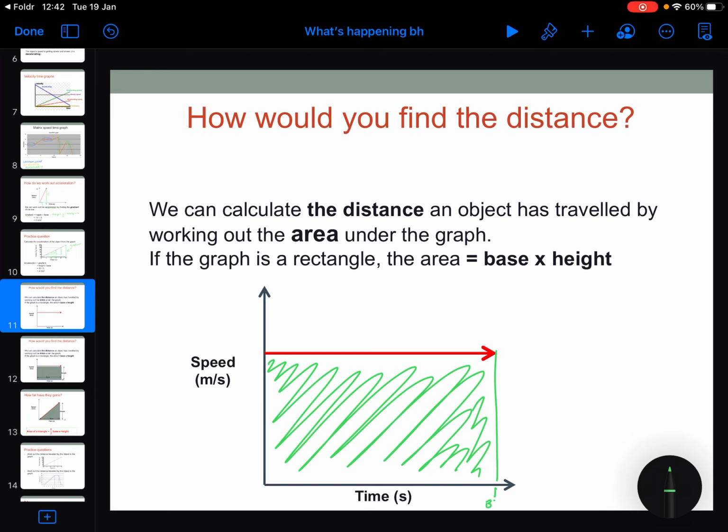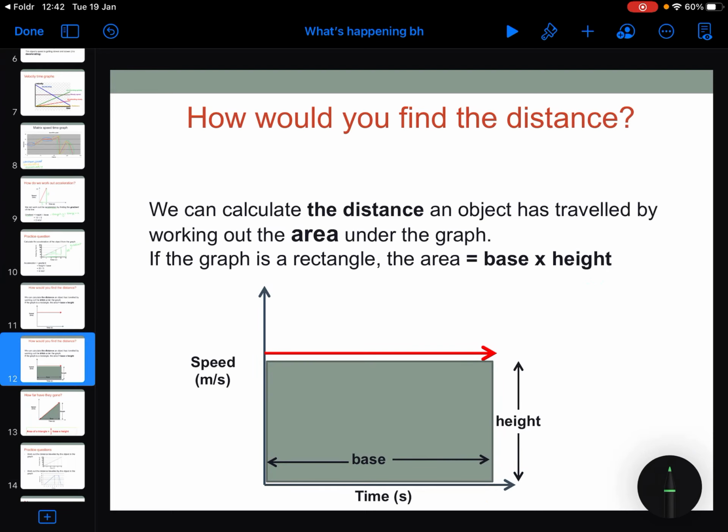So let's say that was 30, the base would be 30. Then let's say that height here, I'm making it up, but let's say it's 10. The area of a rectangle is the base times the height, so you do 30 times 10 equals 300, and it's distance, so it's meters. Okay, so hopefully that's fairly straightforward. So you just do the height times the base.